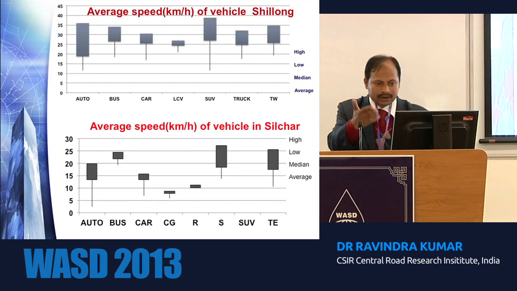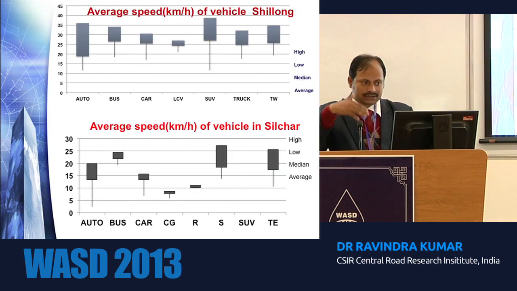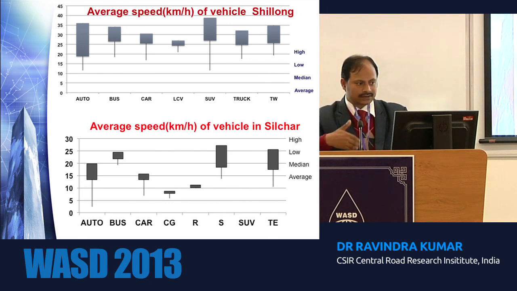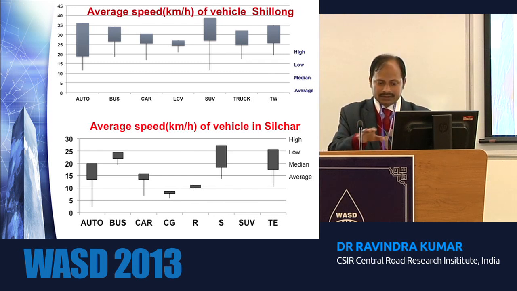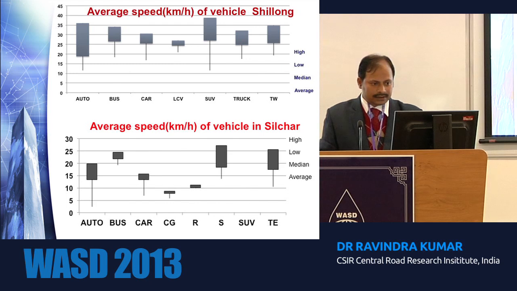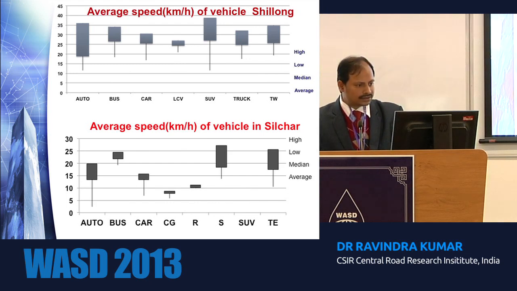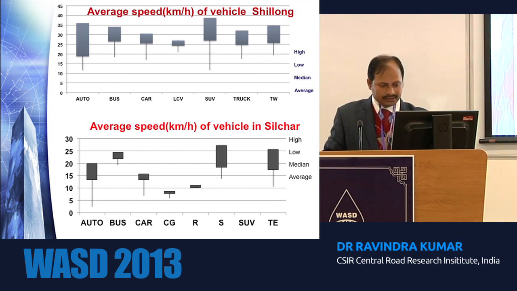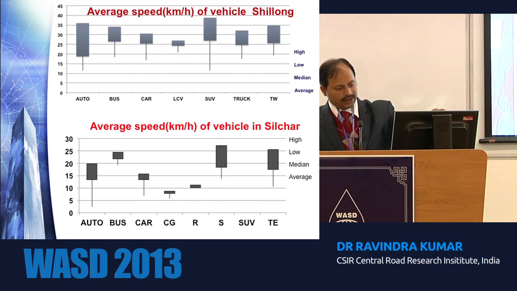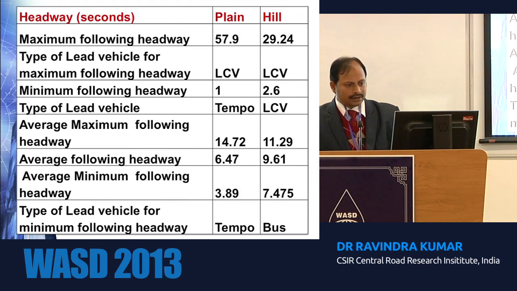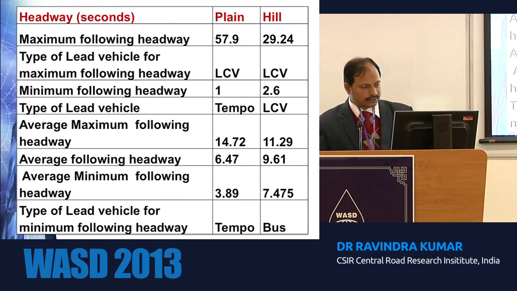And then I found the maximum and minimum speed of the vehicles in Silchar and Shillong, and we could see that in Shillong the maximum speed is higher as compared to Silchar, because Silchar has different traffic characteristics, and Silchar is in the plain. And from the headway point of view, similarly we found that headway has a higher value in the hills as compared to the plain. This is the final result I would like to conclude.